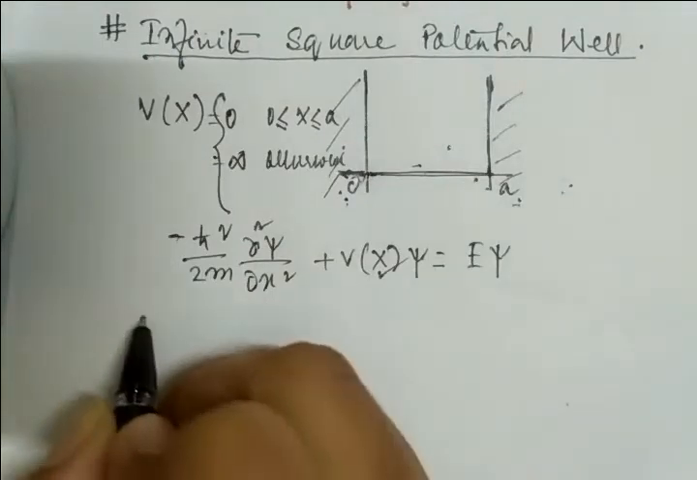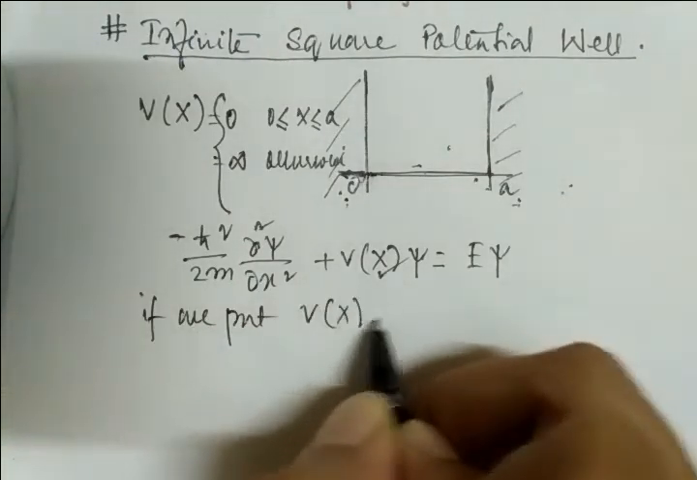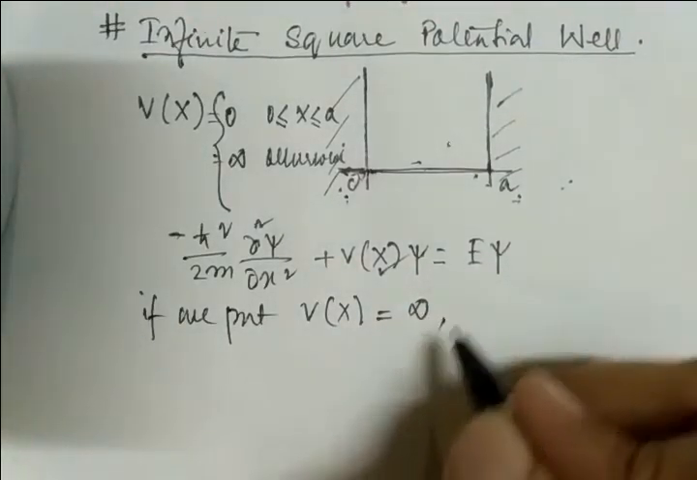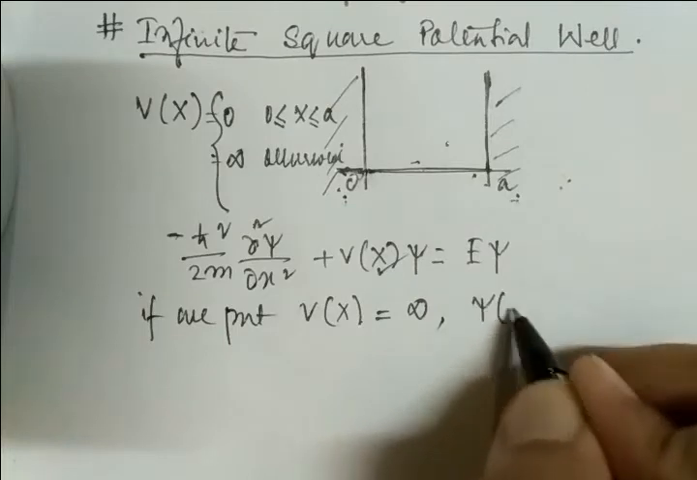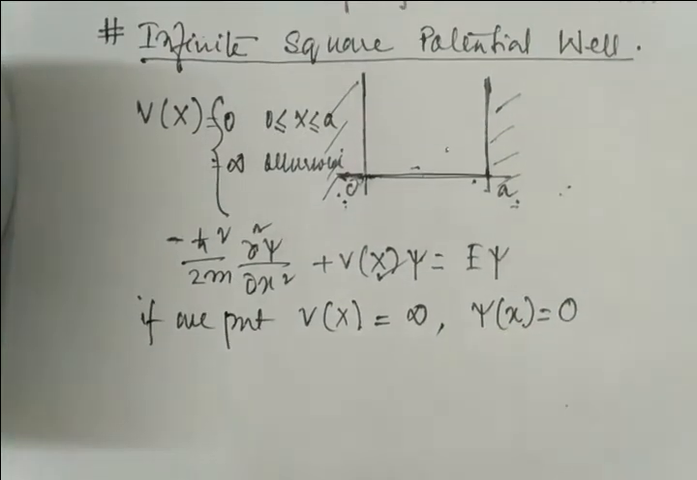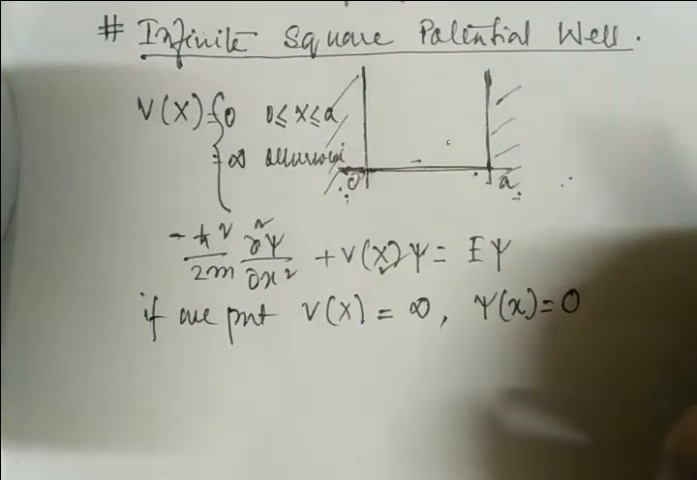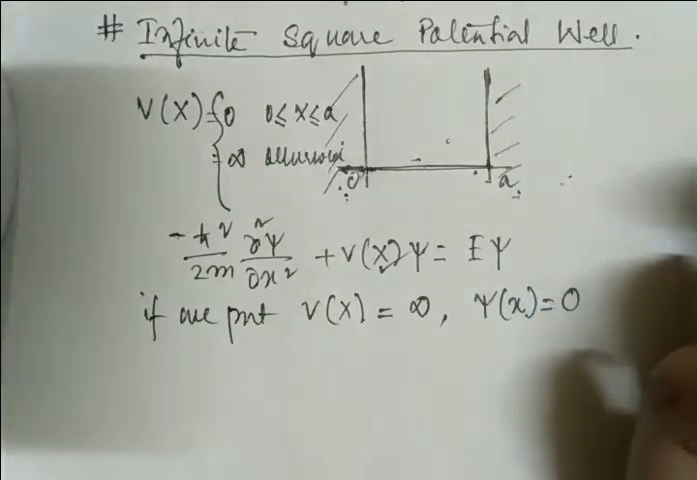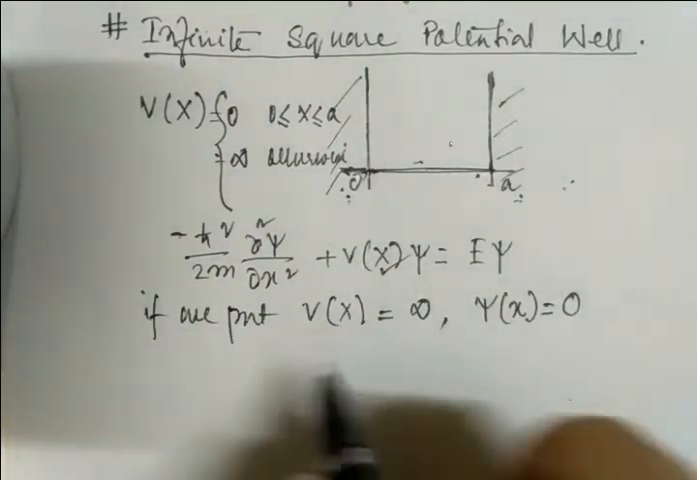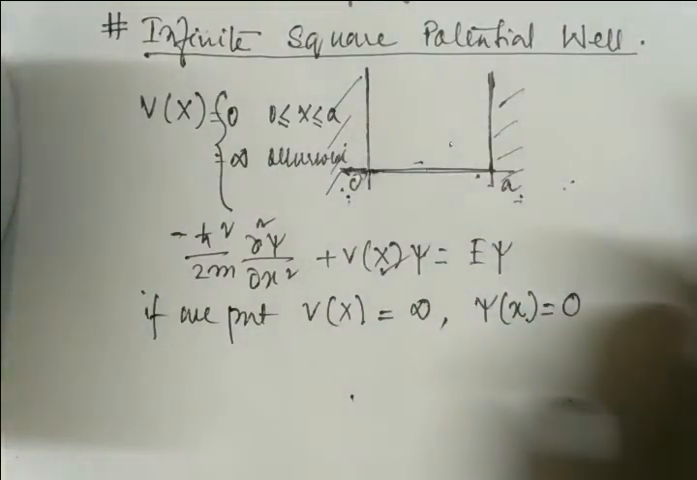So if we put V of x equal to infinity, because we are considering the outside of the region, then we will obviously get psi of x equal to 0. If psi of x equals 0, there is no need to proceed for getting the solution of this equation, because it is 0. So there is no other way to get the solution, so we will not choose this one, right? Okay. So what is the other way?